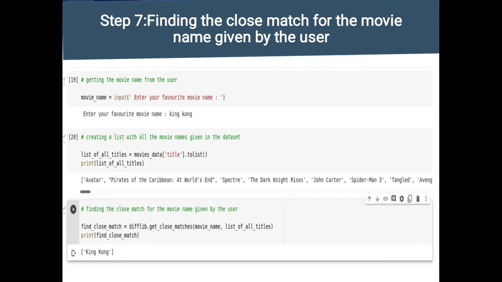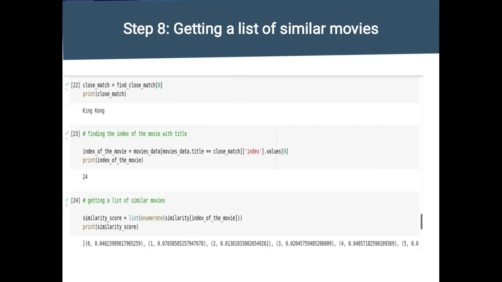After getting the list of all similar movies, next we find the one element which is most similar to the user input, by using the syntax close_match equals find_close_match of 0. From the above list, we consider only the first element, which is very similar to the user input. Now the next step is to find the index of the movie along with the title. We use the syntax index_of_the_movie equals movies_data of movies_data.title double equals close_match, index dot values of 0. This syntax gives the index of the movie which we found very close to the user input.